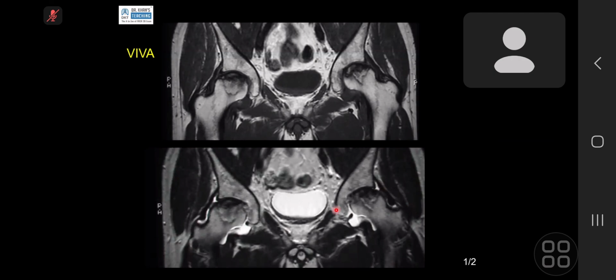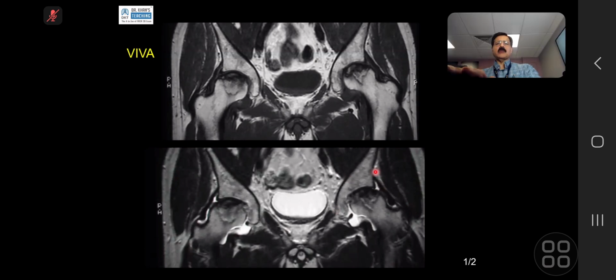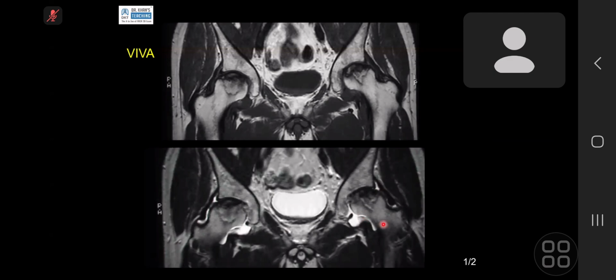Can you, candidate 5, can you describe this for me? Yes. In this case, there is bilateral AVN, as evidenced by a mild collapse of bilateral femoral heads, and along with that, I can see geographic areas affecting the bilateral femoral heads in the subchondral location with crescent sign on both sides.